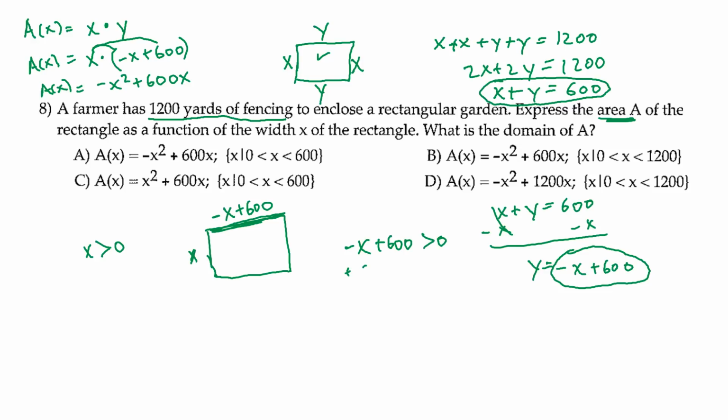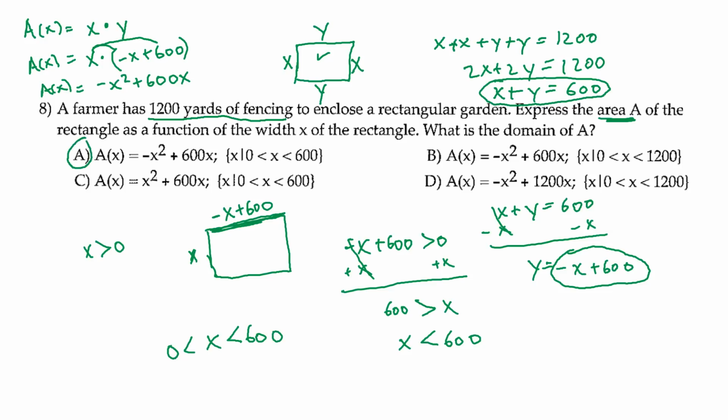If we got x by itself, let's say we added x to both sides, then what we're saying is that 600 is greater than x. Or another way of saying it is x is less than 600. So what we're saying now is not only does x have to be greater than 0, but it also has to be less than 600. So that means that our final answer is A.